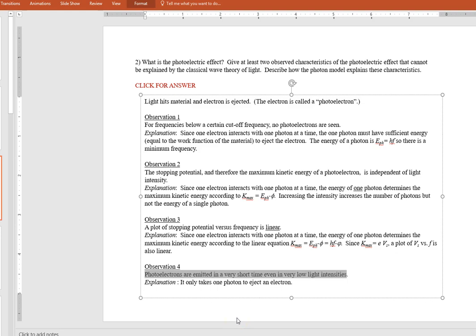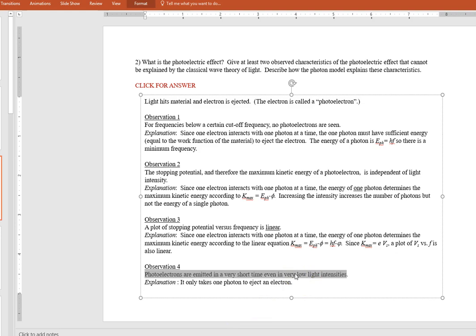From the wave model, that doesn't quite make sense, because if I crank down my intensity so it's extremely low, it seems like it should take the electrons more time to absorb energy from this really low intensity wave to get enough energy to break bonds and then be ejected. So that doesn't seem to make sense either.